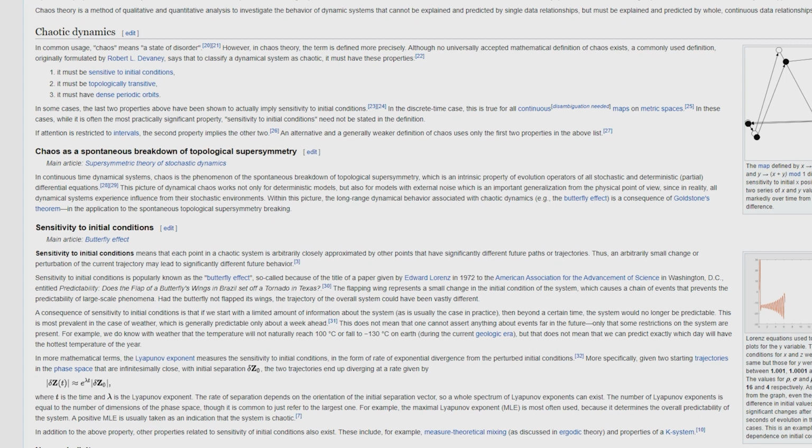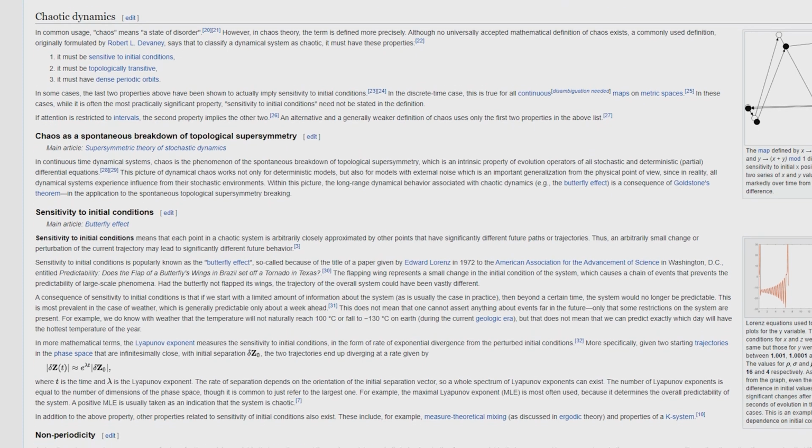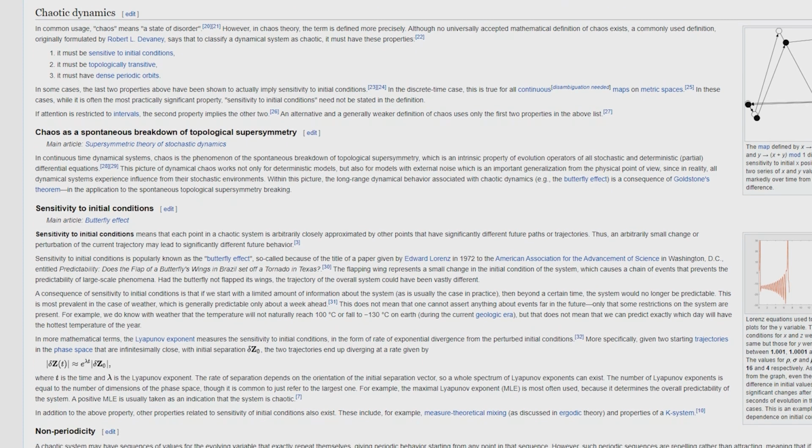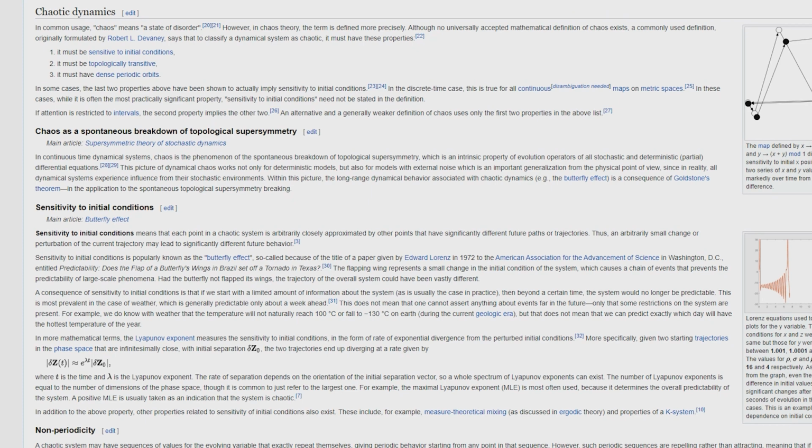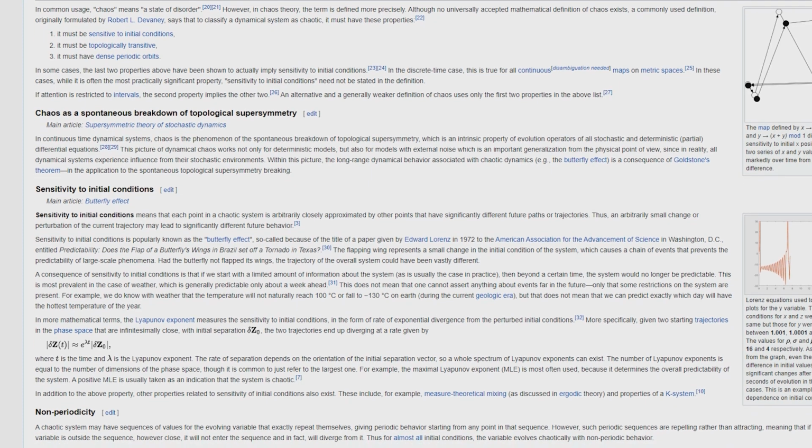For example, we do know with weather that the temperature will not naturally reach 100 degrees Celsius or fall to minus 130 degrees C on Earth during the current geologic era, but that does not mean that we can predict exactly which day will have the hottest temperature of the year. In more mathematical terms, the Lyapunov exponent measures the sensitivity to initial conditions, in the form of rate of exponential divergence from the perturbed initial conditions.